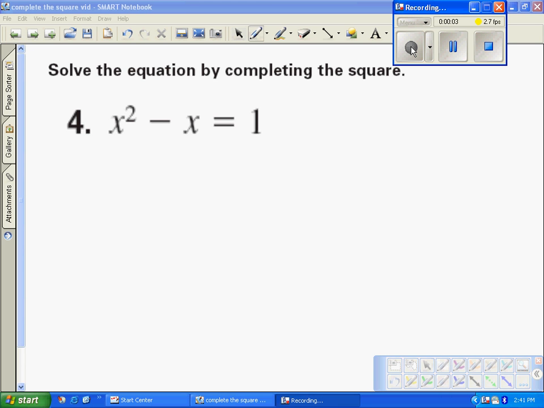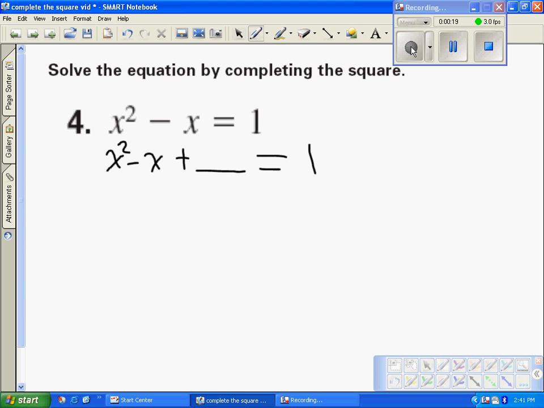Sometimes these completing the square problems get a little more complicated with fractions, but if you use the same process, we ought to be able to finish the job. So let's rewrite this as x squared minus x plus something. We've got to complete the square equals 1.